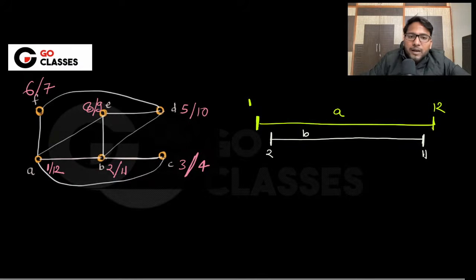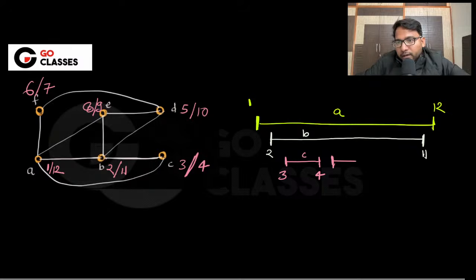What is the time of C? It is 3 to 4 only. So maybe you can write here, this is C, which is 3 to 4. Now what is the time of D? It is 5 to 10. So D is 5 to 10, right?